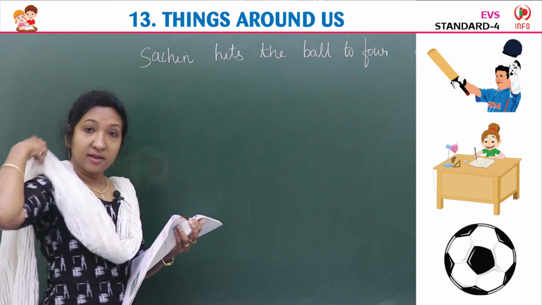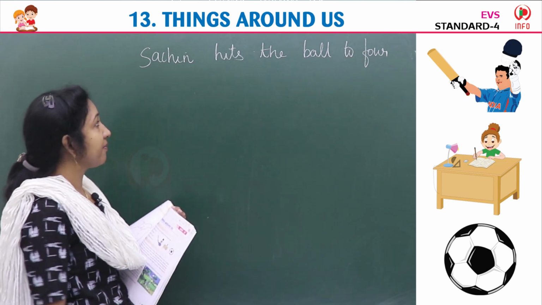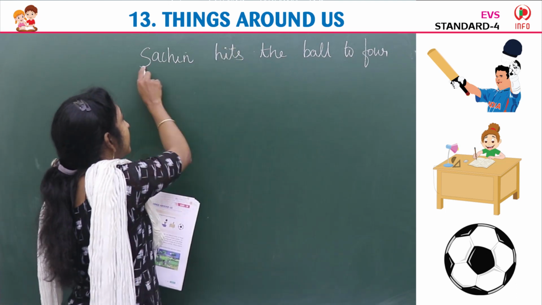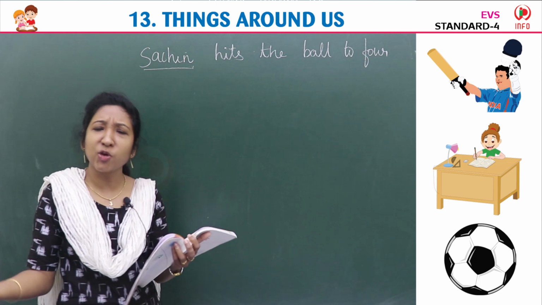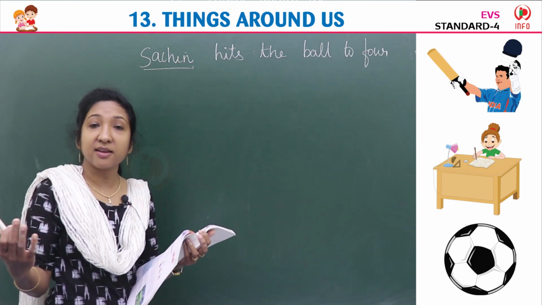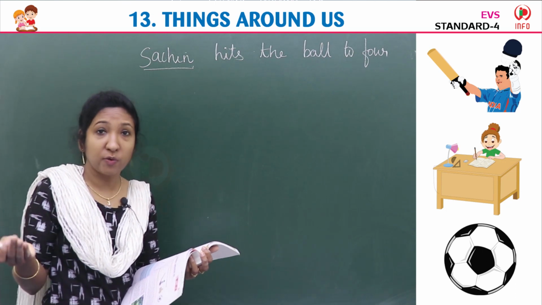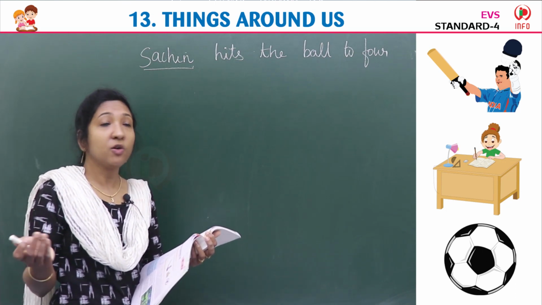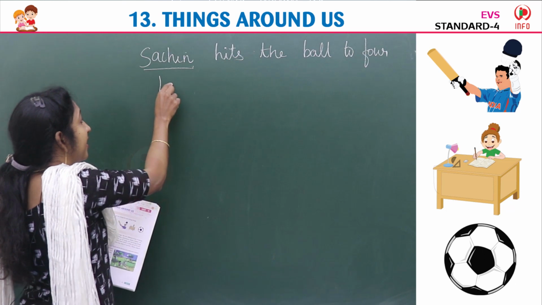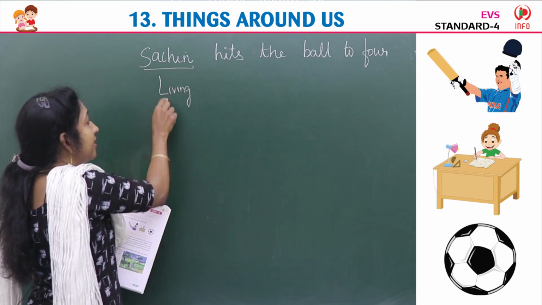Living thing means things that have life, we say, isn't it? So here Sachin, who is Sachin? He is a person, a human being, like us, isn't it? So we have life, we are living, we will grow. So Sachin is a living thing, we say, isn't it?